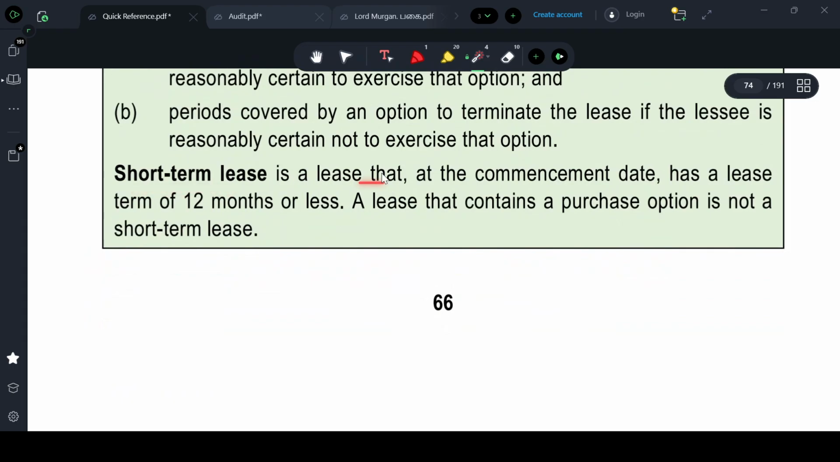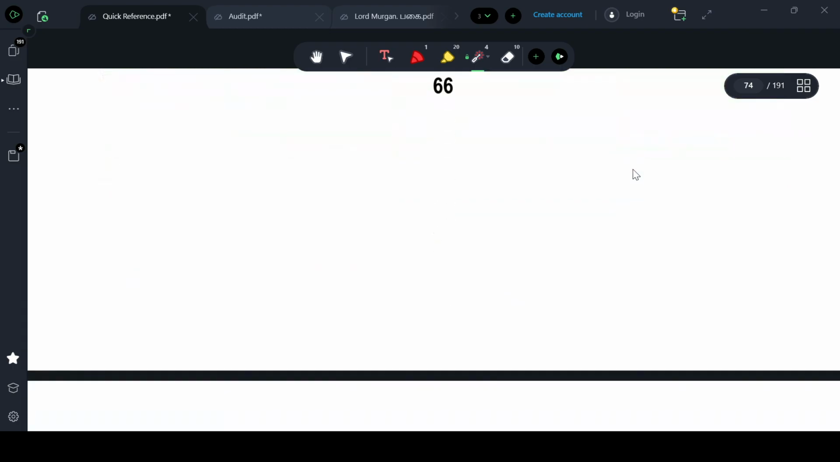Short-term lease: a lease that, at the commencement date, has a lease term of 12 months or less. A lease that contains a purchase option is not a short-term lease. So a short-term lease is 12 months or less, and a long-term lease is more than 12 months. But even in a lease of less than 12 months, if there is an obligation to purchase, it is not short-term. So it's an 8-month lease, but at the end of the 8 months, you have a right to purchase the asset. Then it is not a short-term lease. Okay.